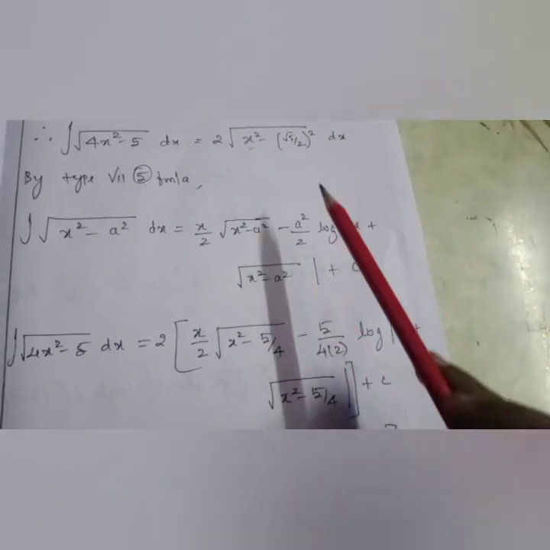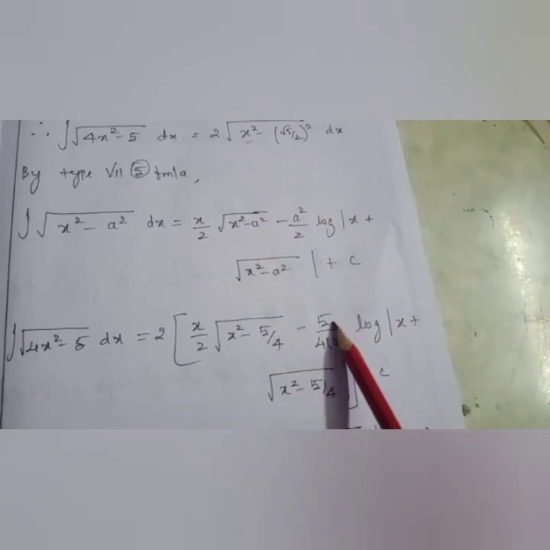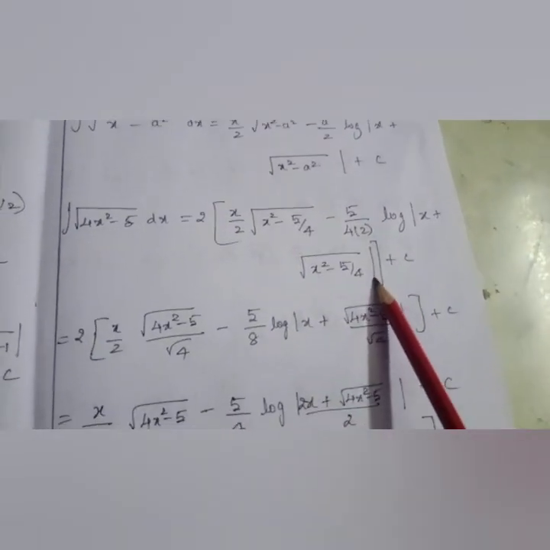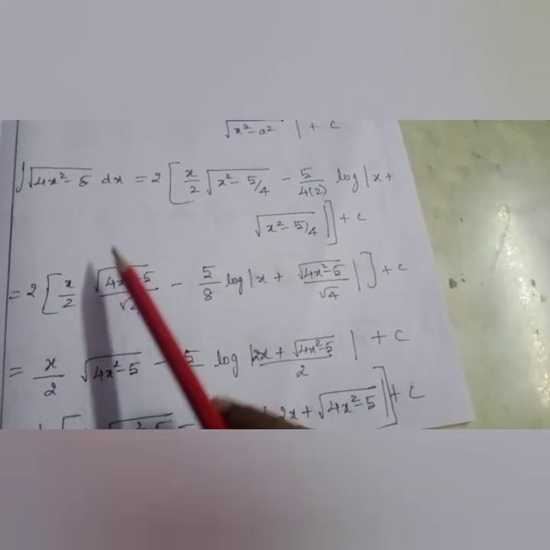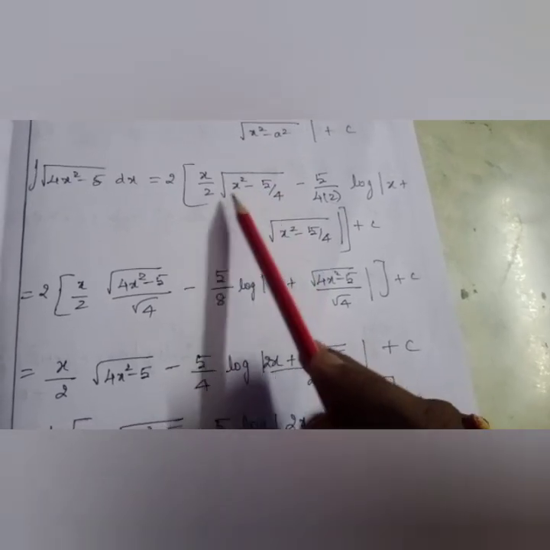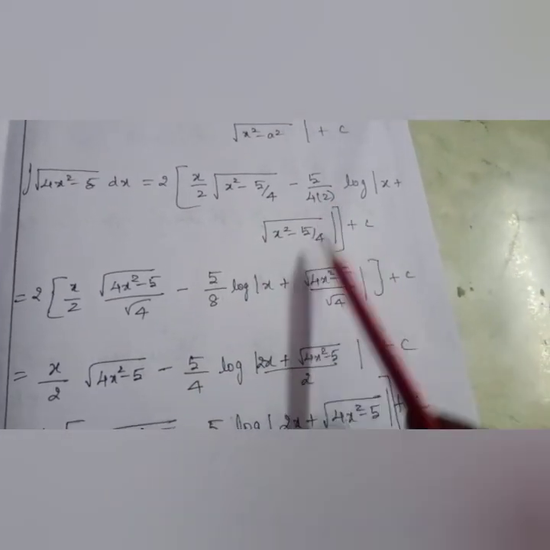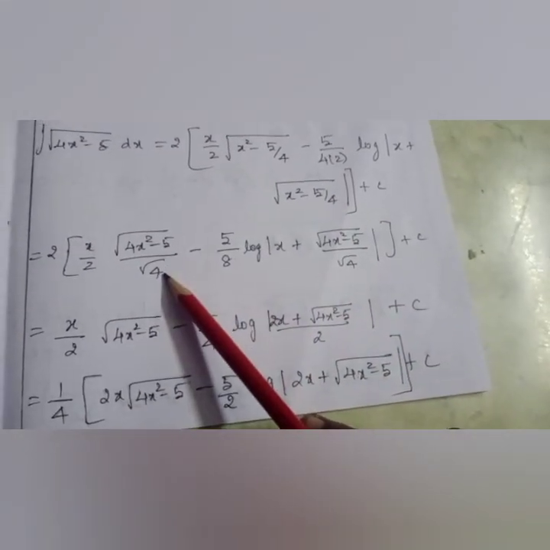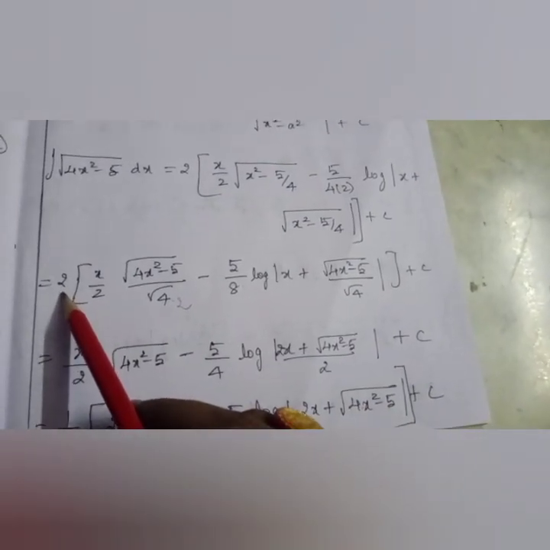Minus a square by 2. Again, a square means root 5 into root 5 is 5 and 2 into 2 is 4. So 5 by 4, already there is a 2, so into 2. Log of x plus root of x square minus a square plus c. Now again I am having a 2 outside, let it be outside. This is x by 2. If I take LCM, 4 into x square, 4x square minus 5 by 4. Now I can split the root into numerator and denominator. See here I have split it, minus this will become 5 by 8 log x plus, here also I can take LCM, 4x square minus 5 by root 4. Now what is root 4? That is 2, right? So I will have a 2 over here also, and I am having a 2 outside also.